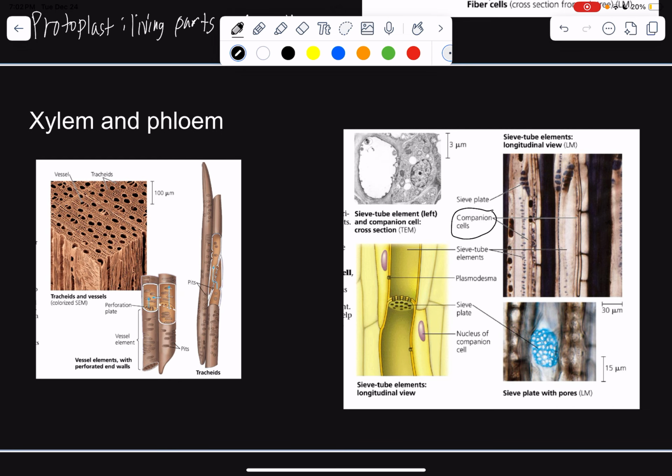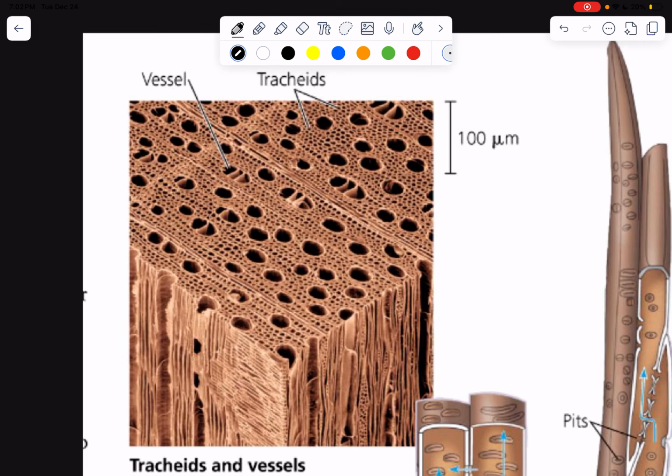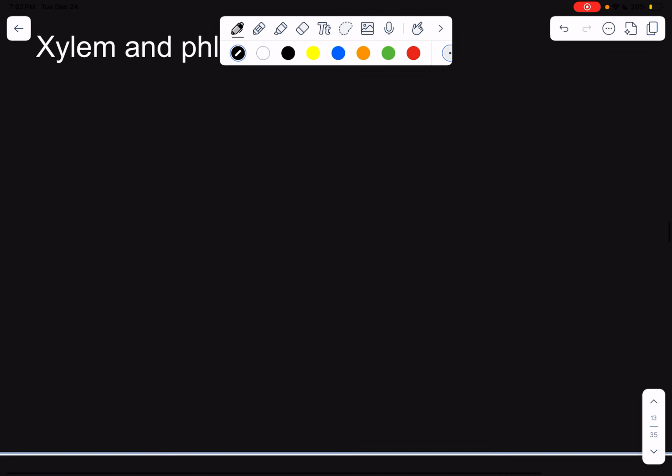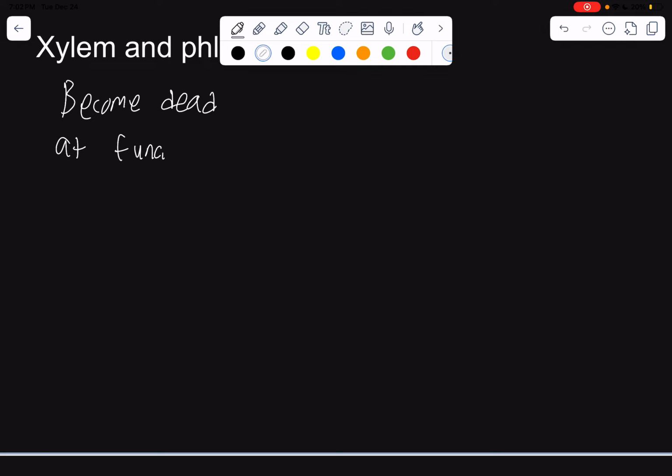Now, we finally get back to our reference at the beginning of the video. Xylem and phloem. The two types of water-conducting cells of the xylem are tracheids and vessel elements. So we can see here that these are vessel elements, the ones with these types of divisions in the middle, and these are the tracheids. So what's the difference? Well, first of all, both are dead at functional maturity, so let's write that here. Become dead at functional maturity.